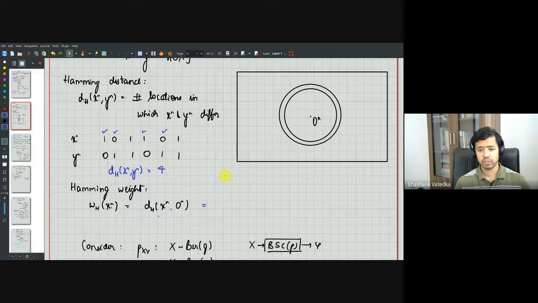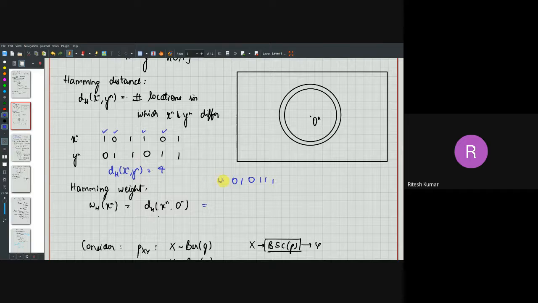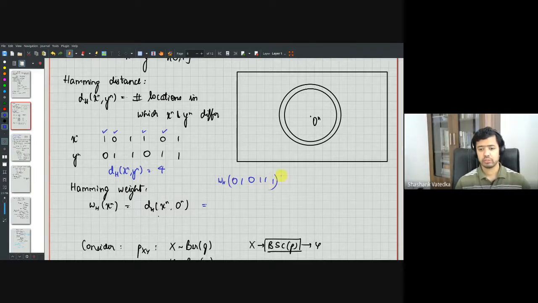So in particular, if I look at say 0 1 0 1 1 1, what will be the Hamming weight of this particular sequence? 4 non-zero. Right, exactly. So this is equal to 4, and the Hamming weight is basically the number of non-zero locations, or the number of non-zero elements in xn. Right, so that is the Hamming weight.